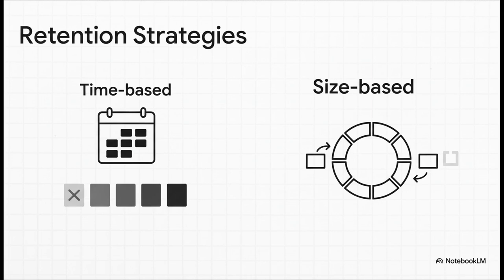The first is time-based, super simple. You just decide, I'm going to keep the last 24 hours of data, or maybe the last week. The second approach is size-based. You say, I'm going to set aside 1 terabyte of disk space for this, and when that space gets full, the system automatically deletes the oldest data to make room for the new stuff. This is often called a ring buffer.